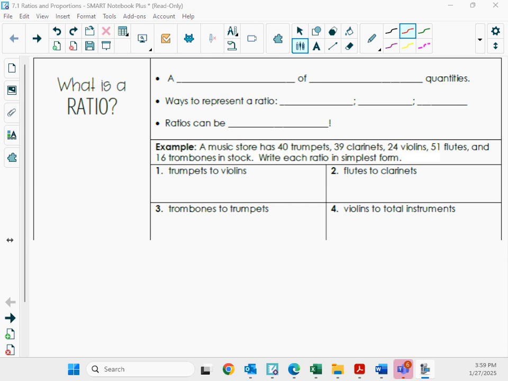This is the start of Chapter 7. Chapter 7 deals very heavily with ratios. What a ratio is, it is a comparison of two quantities. It's a comparison of two quantities. We're comparing two things specifically by using division.